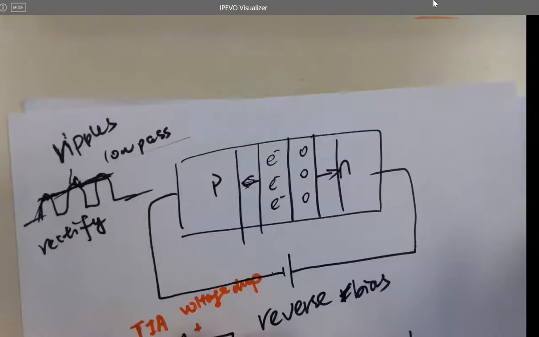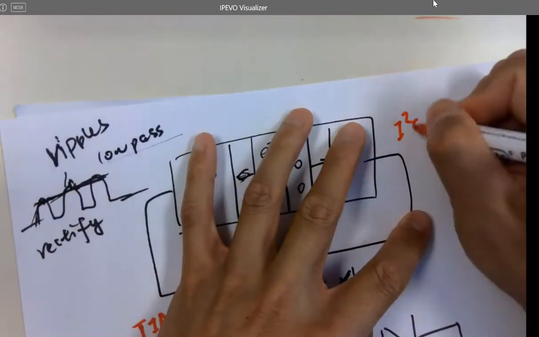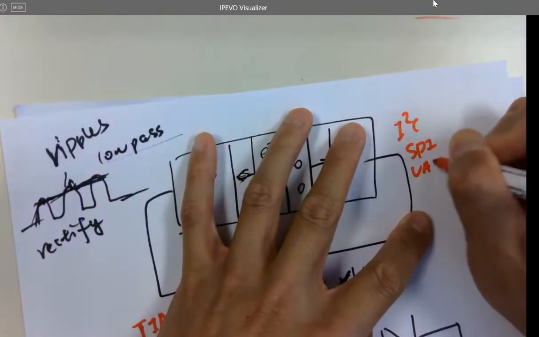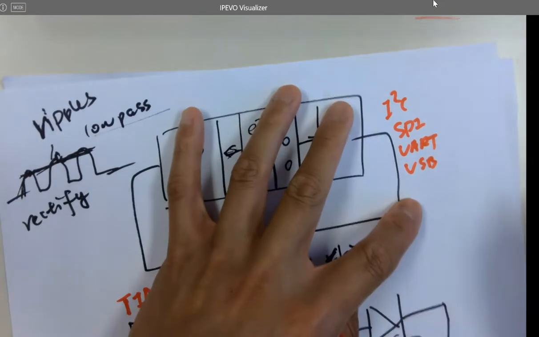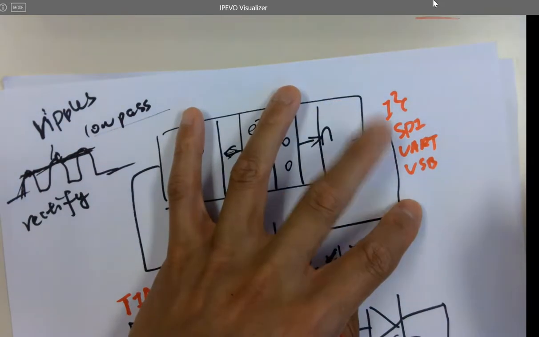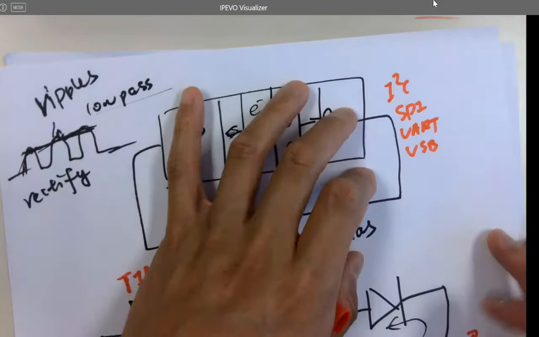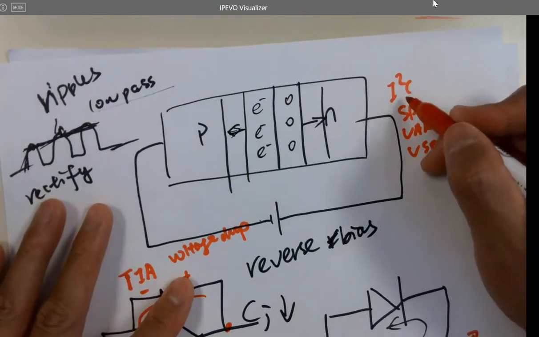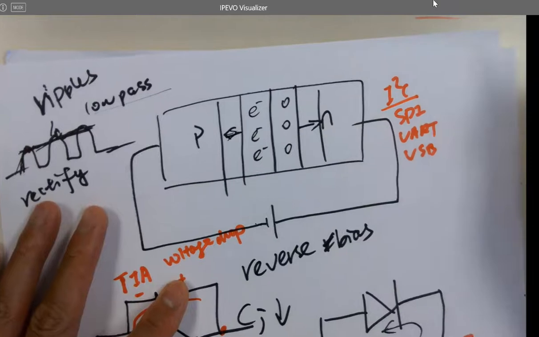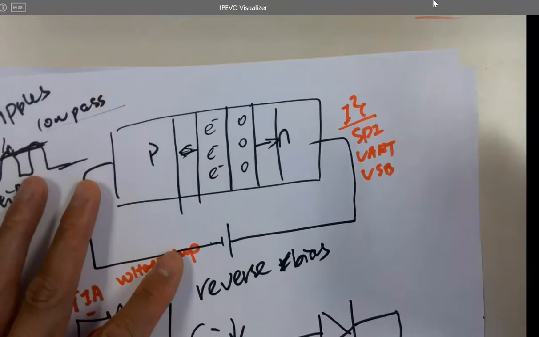So what are these protocols? You have learned it. I2C, SPI, UART, USB, right? All these kind of things you will learn in microcontrollers. Not too many, just all of these. Just learn it. So how many wires in here? It's a quiz question for Max. For communication, not power and ground, but just data.